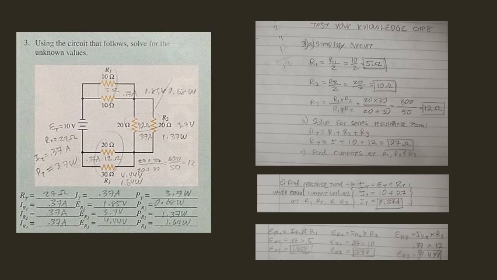Then we solve for the series resistance total. Since we have simplified it, the circuit is now purely series, so we add those resistances. In this case, 5 plus 10 plus 12 equals 27 ohms. So we next move on to finding the current total.